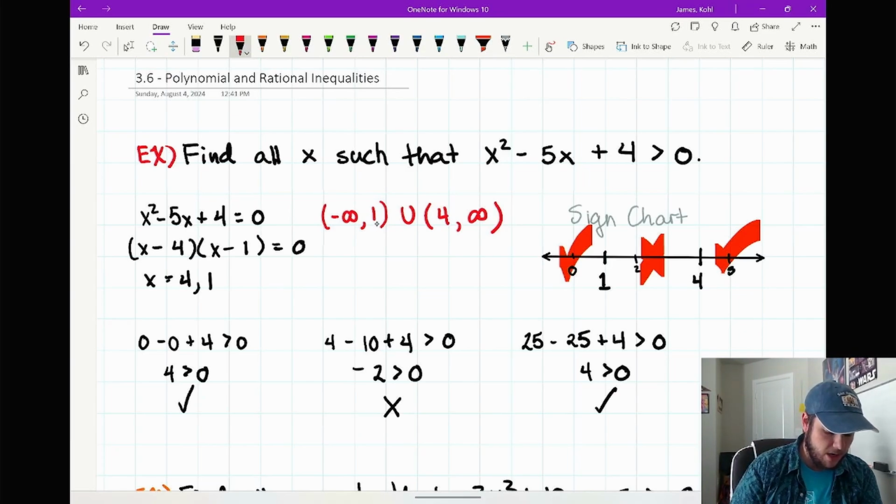And you'll notice I'm not including 1 and 4 in this problem because for 1 and 4, we already said that's when the left-hand side equals 0, and 0 is not greater than 0. So we'll include these endpoints when I have an or equal to in the inequality. Let's try another one.